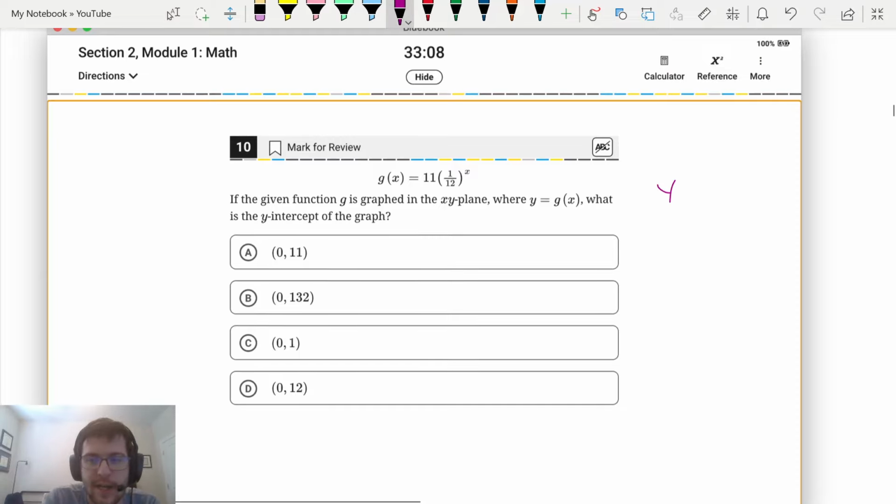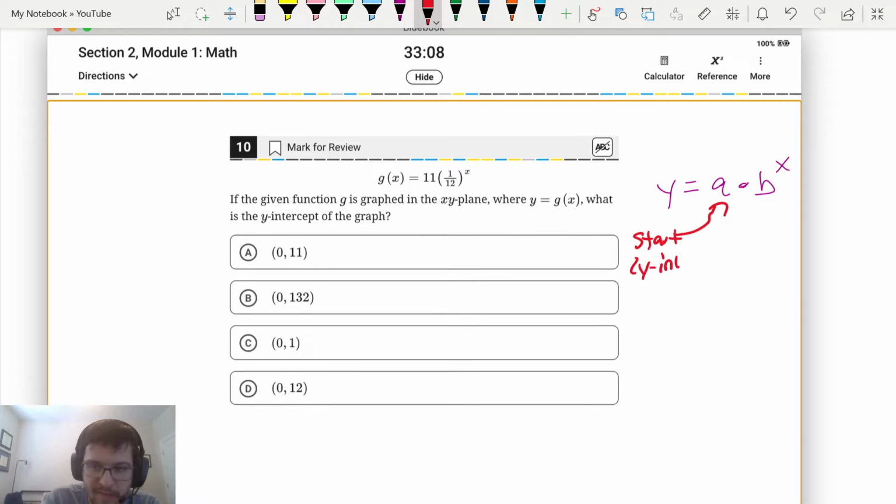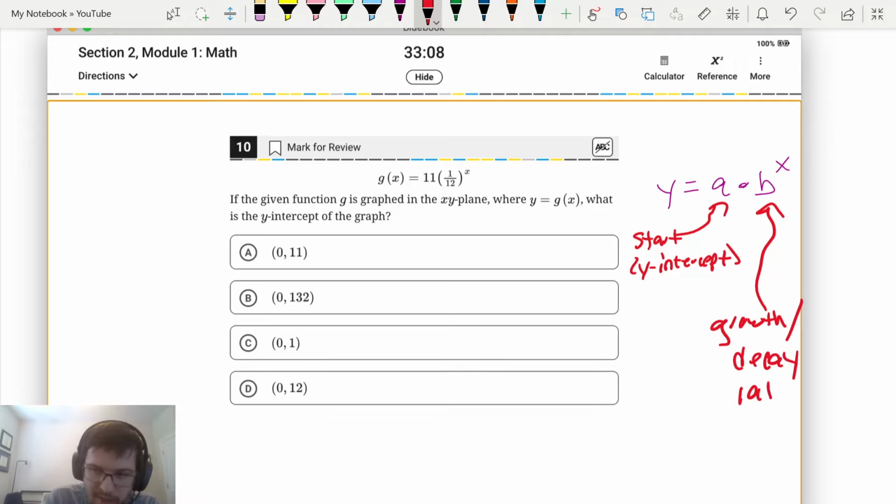Okay, so anytime you see y equals a times b to the x, see how this equation looks exactly like that? A is your starting y value or your y-intercept. And b is your growth/decay rate. You know what a y-intercept is. The growth/decay rate, at least for these types of equations, is the number that y is being multiplied by when x goes up by 1. So it says, what is the y-intercept? Well, the y-intercept is a, which is 11. So it must be 0, 11.